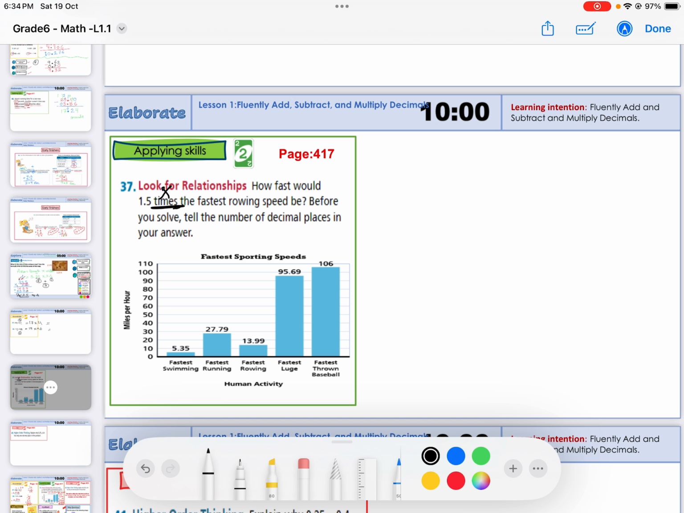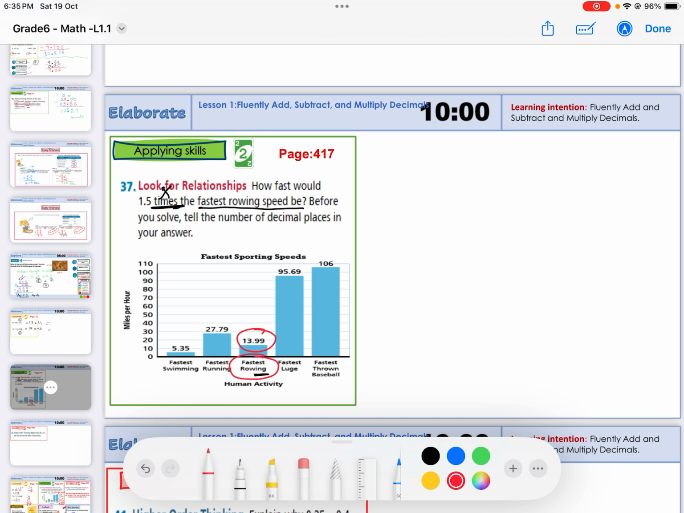So here we're looking for how fast would 1.5 times the fastest rowing. So let's check out the bar graph here and find the fastest rowing speed. Okay, the fastest rowing. Be careful. We got a fastest running. We got a fastest rowing. So we want the rowing one. So let's delete this one. Okay. We want this one. So that will be what? 13.99. The fastest rowing.